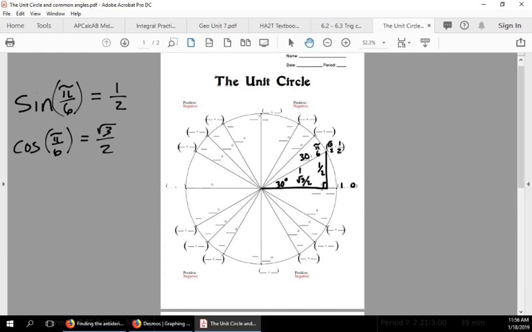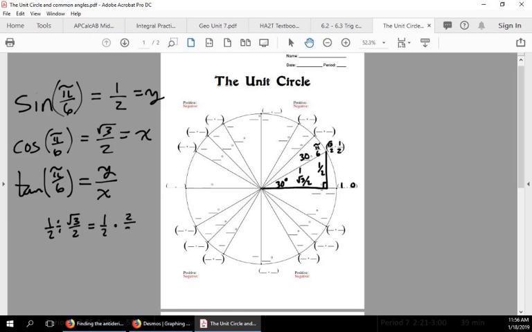For tangent, what would you do to find tangent? Let's go tangent of pi over 6. That would be, if this is y, and this one's x, wouldn't this be y divided by x? Yeah. So what's my y? My y is 1/2. What's my x? My x is rad 3 over 2. That's the same as saying 1/2 times 2 over rad 3. You multiply by the reciprocal. The 2's get cross-canceled because you can divide them each by 2, and you get 1 over rad 3.